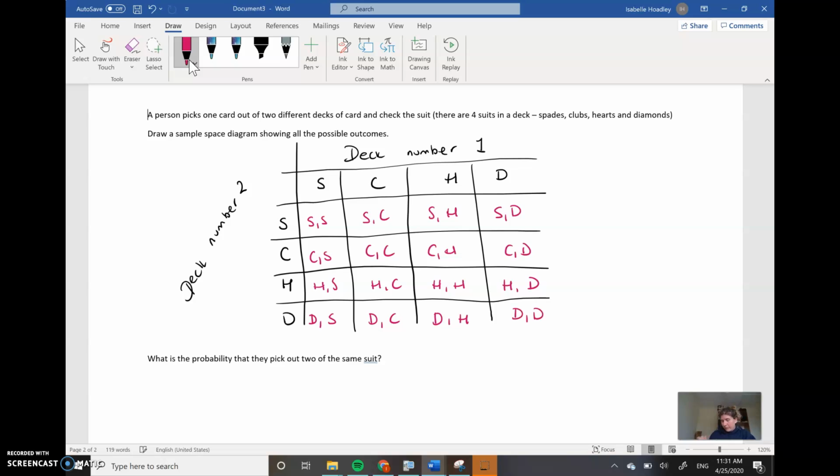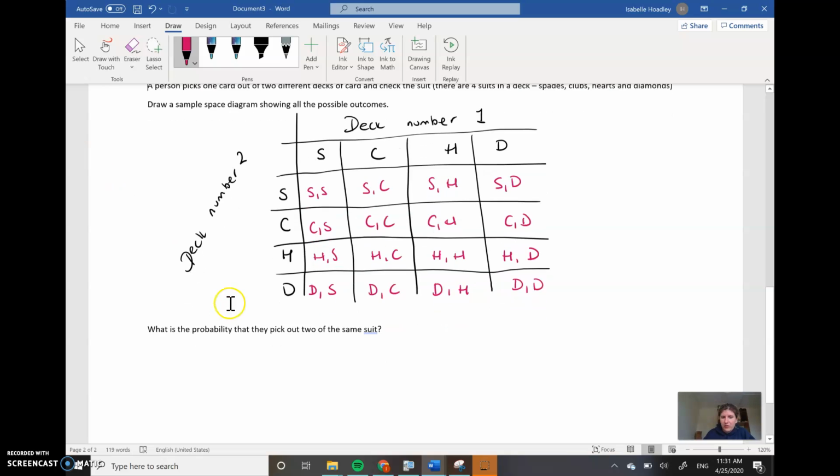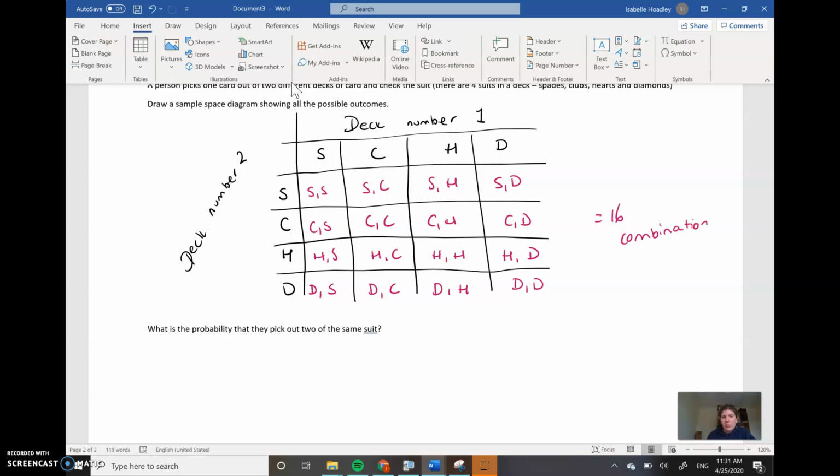Okay, so all together, how many different combinations are there? Well, there's 4, 8, 12, 16 combinations. Okay, and what is the probability that they pick out 2 of the same suit? Now, which ones are the same suit? So our same suit combinations would be spades, spades; clubs, clubs; hearts, hearts; or diamonds, diamonds. That's where we got 2 of the same.